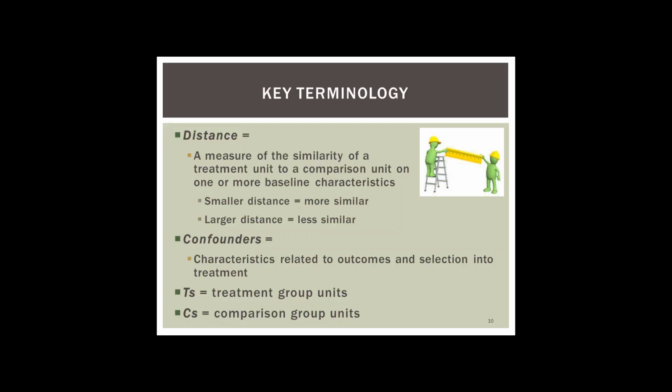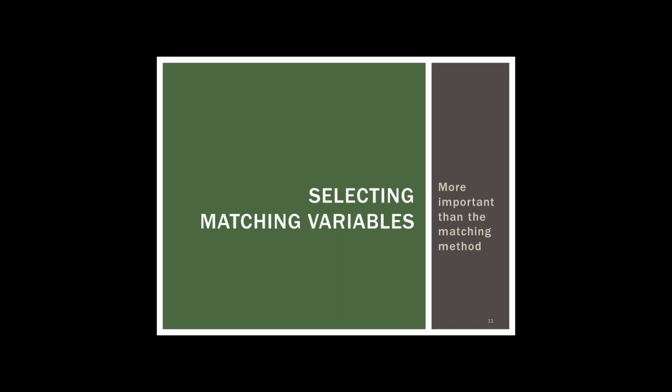You'll also probably hear me talk about confounders, and when you think about a confounder, you want to think about a variable or a characteristic that's related to both the outcome and selection into the treatment. For example, you can think of things like motivation. If I say T's throughout this presentation, I mean treatment group units. If I say C's, I mean control group units.